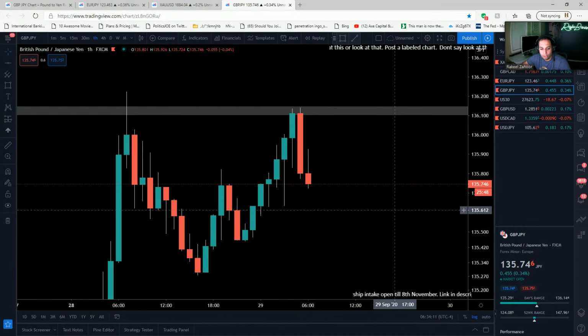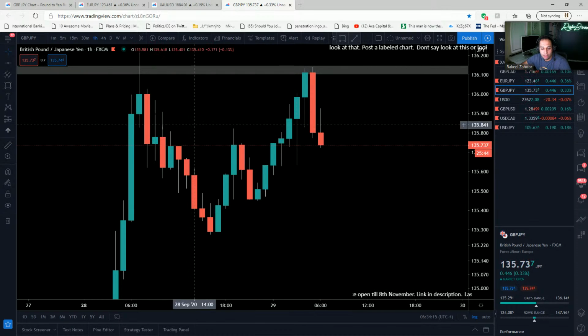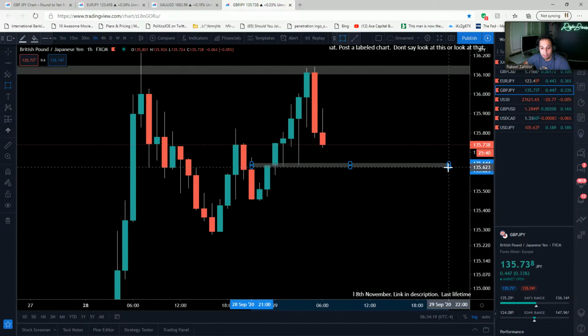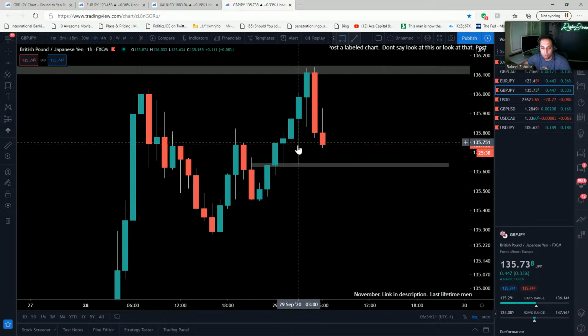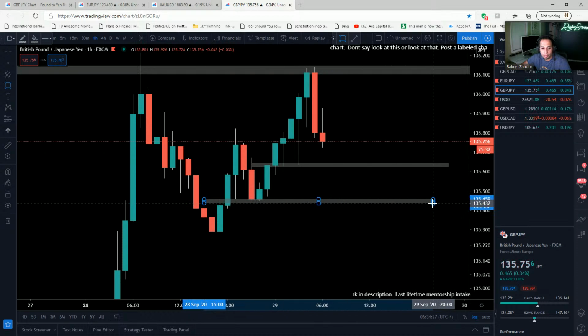If we're looking at the 1-hour time frame, we do see this wick to the left. So maybe this is an area where the 1-hour may come down and reject, because this was rejected before around London Open as well. And below that area we have a support at 135.450.